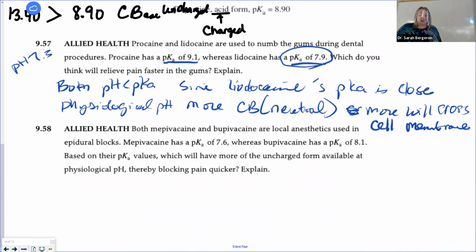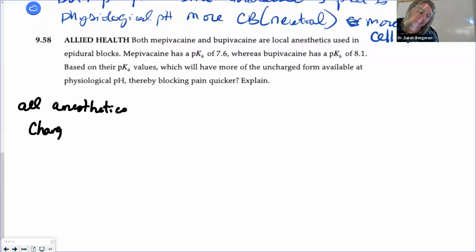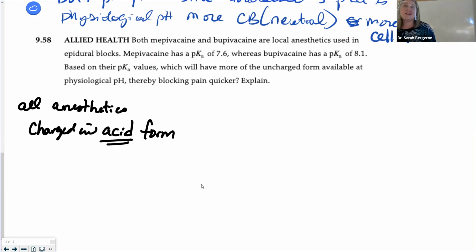All right, anesthetics are a really cool drug. In all anesthetics, make yourself a note, all anesthetics are going to be charged in their acid form. The reason that they're charged in their acid form is that they have a nitrogen that has 4 bonds around it. And that 4th bond has a positive charge. That 4th bond will have a hydrogen attached to it, right? So that's why they're in the acid form.